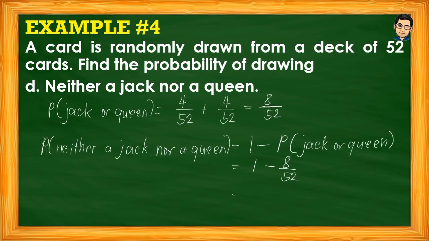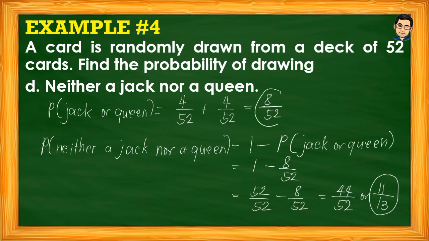Next, express natin to as 52 over 52 minus 8 over 52. And then 52 minus 8 is 44 over 52. And then simplify natin siya, 11 over 13. So by the way, dito pa lang po sa 8 over 52, pwede natin naman i-reduce to its lowest term as 2 over 13. And then 1 minus 2 over 13 will also give us 11 over 13.